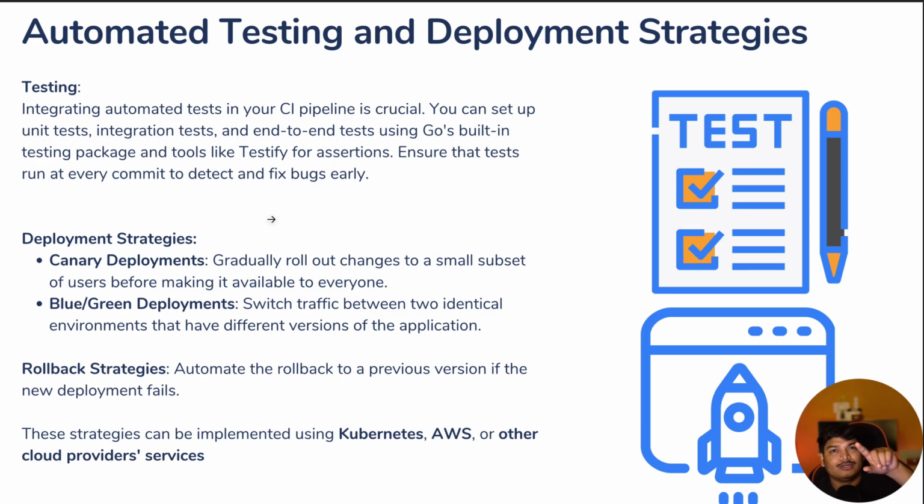Then the traffic, for example 100 users or 1,000, whatever the amount, will go to the green server instead of the blue server. That is called blue green deployment. Then you should have a rollback strategy. For example, if any problem happens, you should have a way to go back to the previous version.